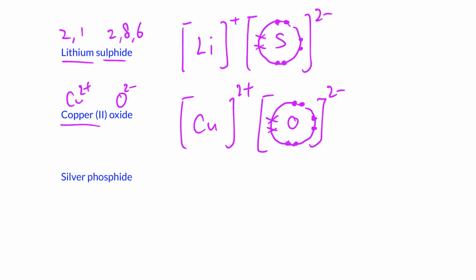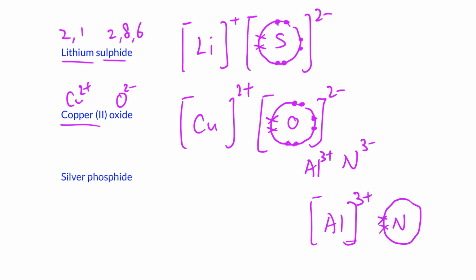Just to give you one more example. For example, we have nitride and you have aluminium. For aluminium it will be Al3 plus. Nitride will be 3 minus. So do I need to write 3 on both sides? No, because the 3s actually cancel each other. So this will be the answer already.